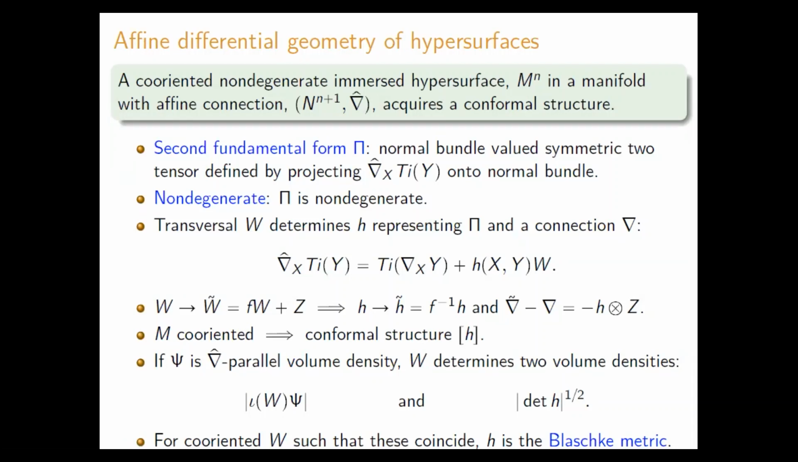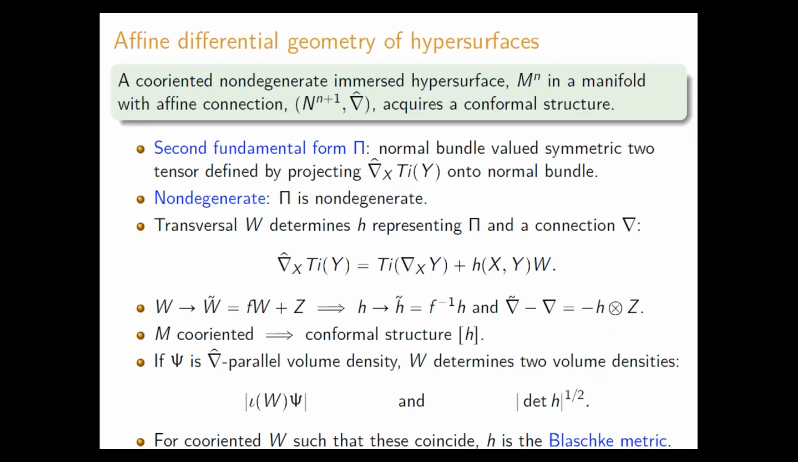So I'm going to quickly review the very basics of affine differential geometry, because not everybody studies this, knows this. And so I want to think of a co-oriented, non-degenerate immersed hypersurface in a manifold with affine connection to start with, and I'm going to show that it has a conformal structure. The terminology co-oriented means the orientation of the normal bundle, so it has two sides. And non-degenerate means the non-degeneracy of the second fundamental form.